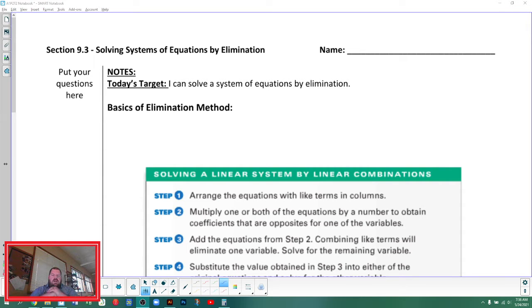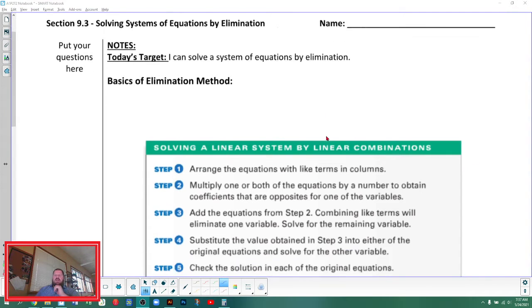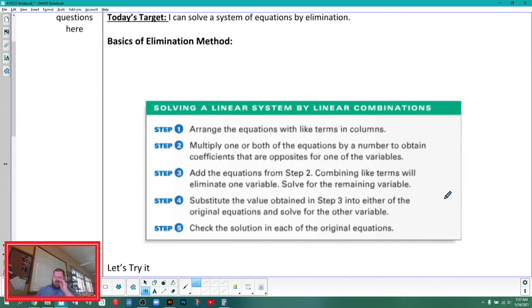Solving a system of equations by what we call linear combinations. This is a different way to talk about elimination. It says to arrange the equations with like terms in columns. The way that I think about that is x's, y's, equal signs, and numbers all stacked. That's what they mean by in columns. So stack all those things.